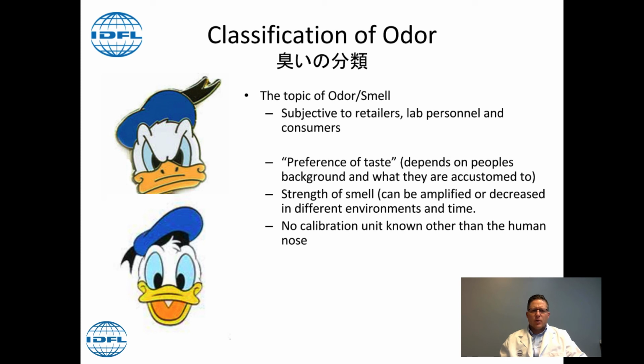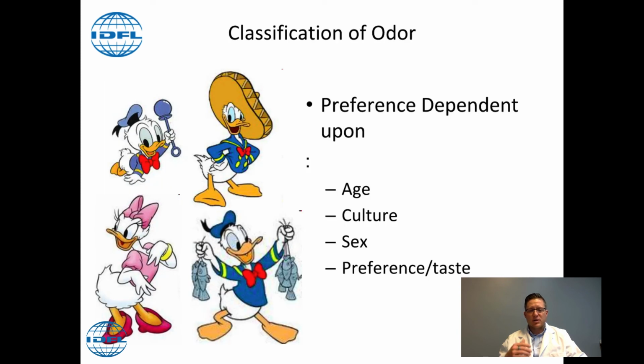The classification of odor is generally directed towards the specific person. It's going to be very subjective to retailers, lab personnel, and consumers. It depends upon what an individual person is accustomed to, in regards to special cases such as age, culture, and sex. Generally, with age, people younger or older can smell things a little bit differently. With culture, if you go to different customs, maybe different things make your mouth water, and it might make the other person feel like they want to vomit.